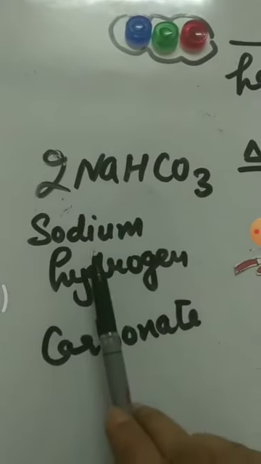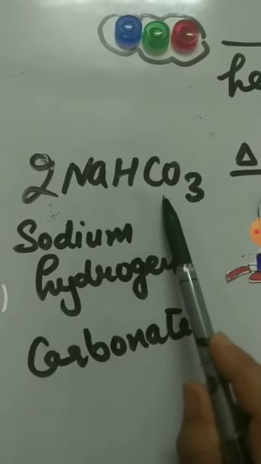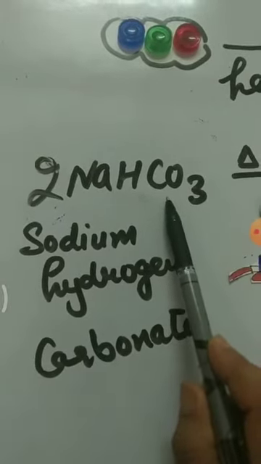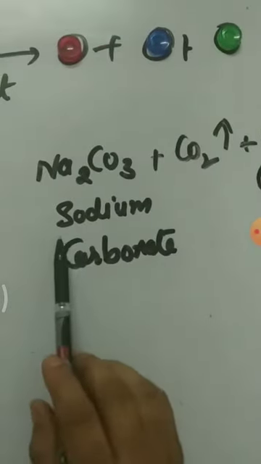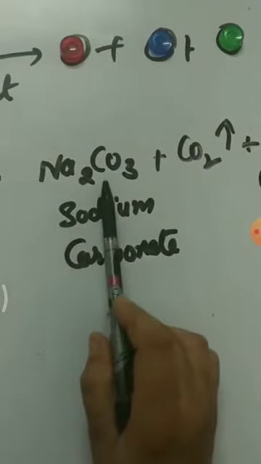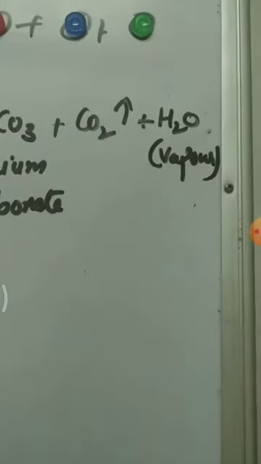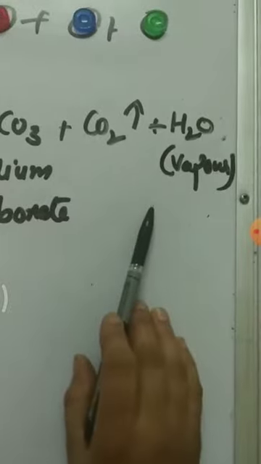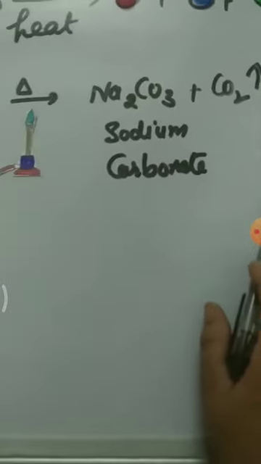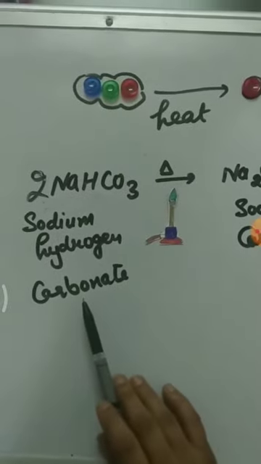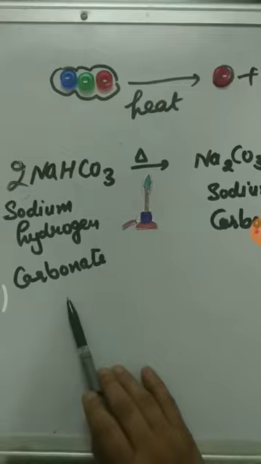Similarly, sodium hydrogen carbonate, this formula in the water chapter we have learned. When we heat this salt, we get sodium carbonate Na2CO3 plus carbon dioxide gas liberated, and water also is released in the form of vapor. In this way, sodium hydrogen carbonate undergoes thermal decomposition.